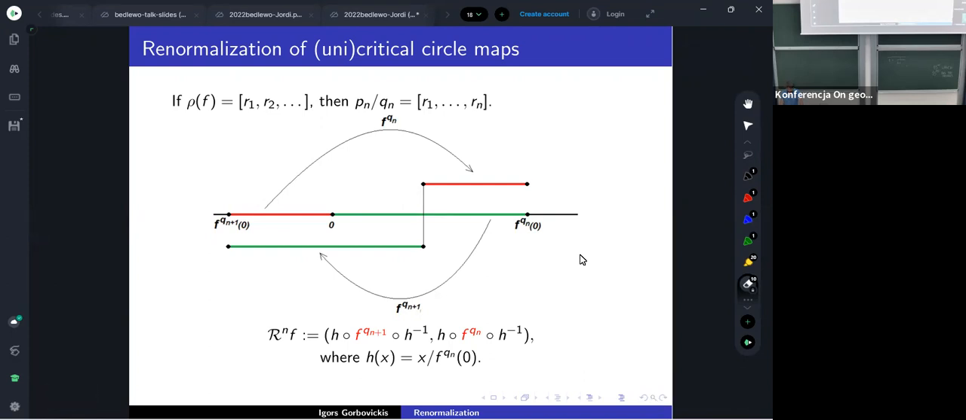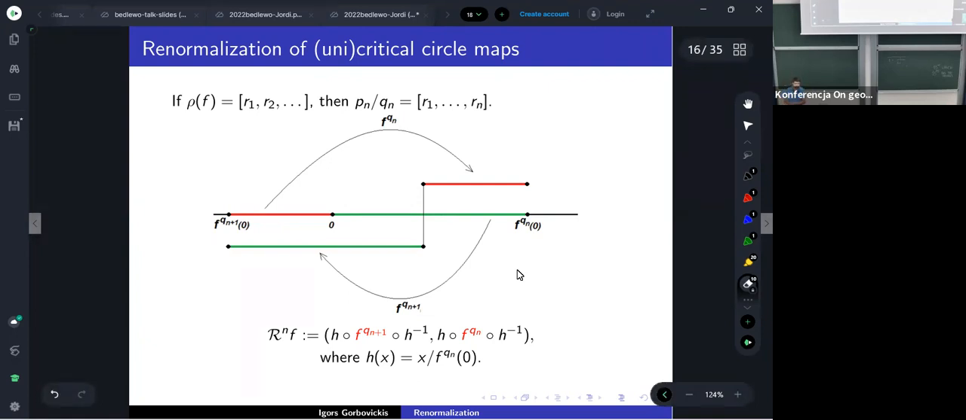And it's not so difficult to check that the first return map is going to be piecewise defined. So on the red interval, it's going to be f^{qn}. And on the green interval, it's going to be f^{qn+1}. So this is the first return map.